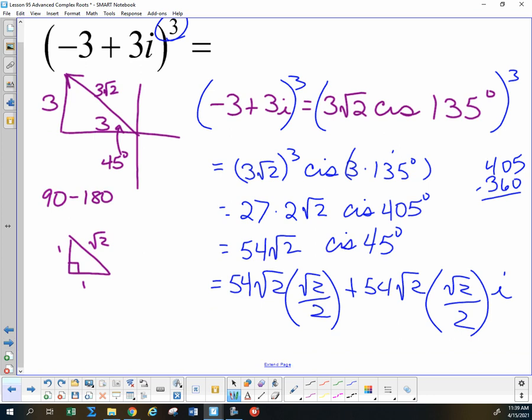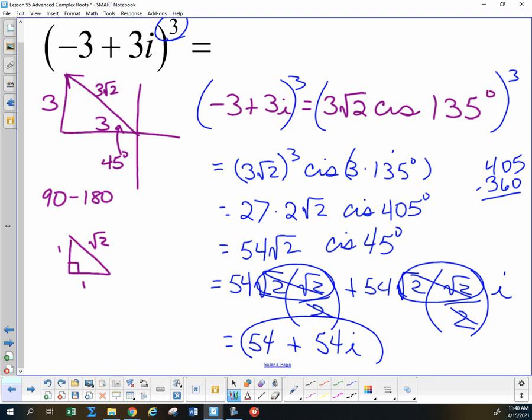Meaning, let's simplify. Root 2 times root 2 is a regular 2, so that will cancel the 2 in the denominator, and I just have 54 plus. And the same thing again, that cancels this other 2. So 54 plus 54i, using de Moivre's to find that third root. Thumbs up, thumbs down, are we good with this?